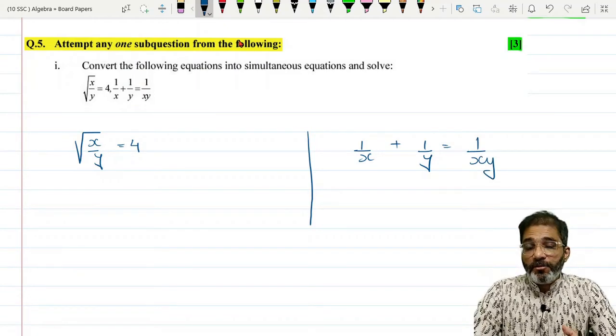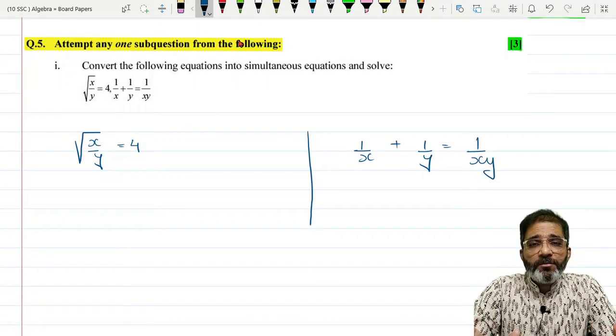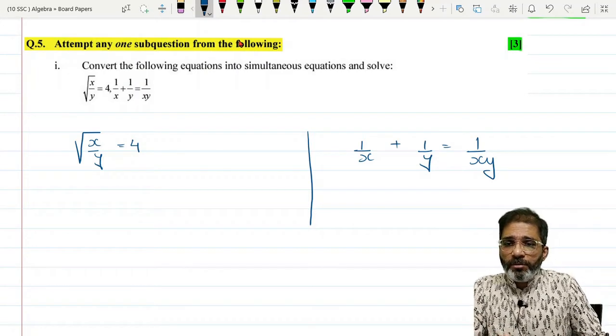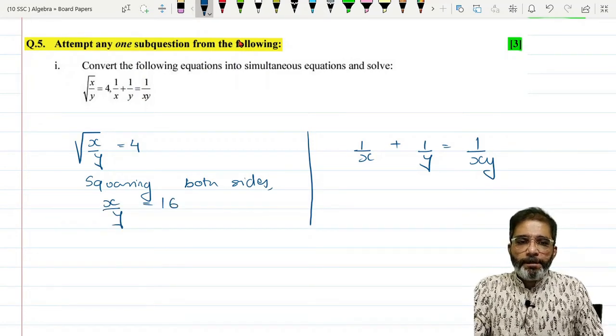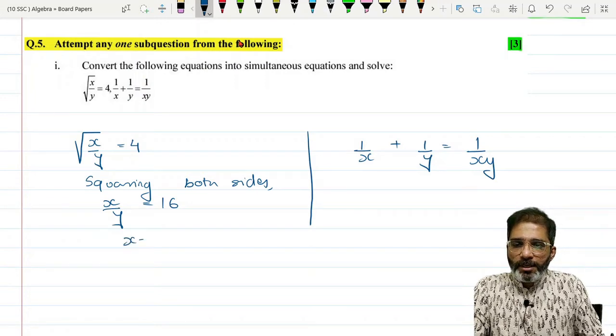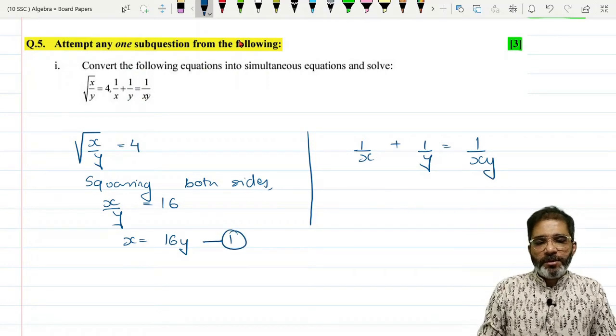Okay, now for the first equation, students, we have to do the normal thing. If you want to remove root, what we do? Squaring both sides. So if you square both sides, what do we get? X upon y equal to 16. Okay, so I can shift and I say x equals to 16y. Okay, x equals to 16y.